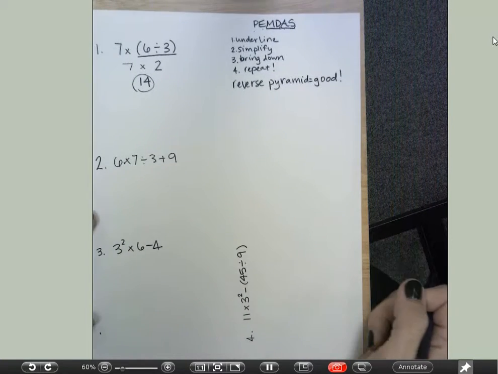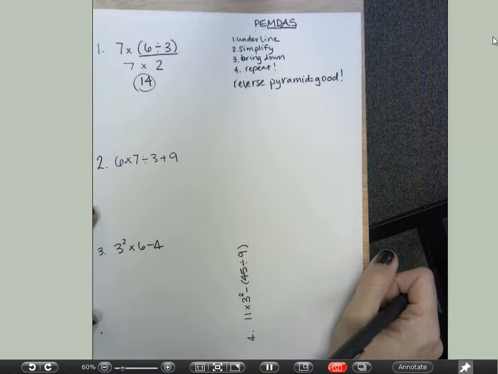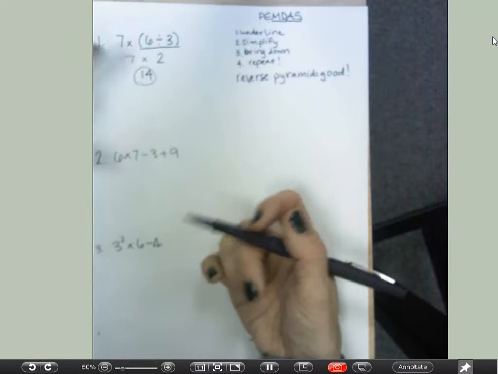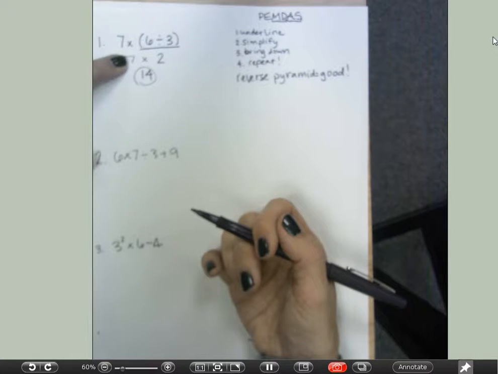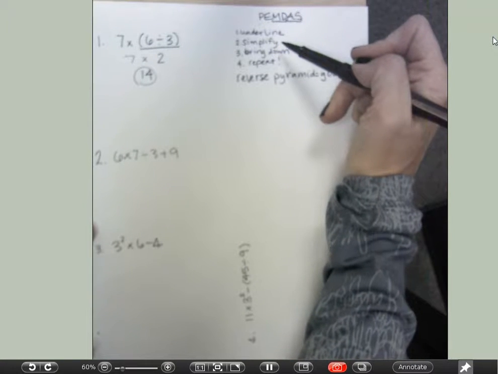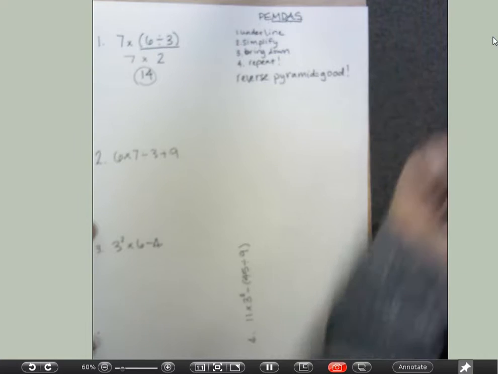And like I said, I am really picky about this, and just save yourself the argument. Do it the way that I'm asking you to do it, because you're kind of leaving a trail of breadcrumbs here where if you make a mistake, we can go back and retrace your steps and see where you went wrong. So again, you're going to underline, simplify, bring down, and repeat as necessary.